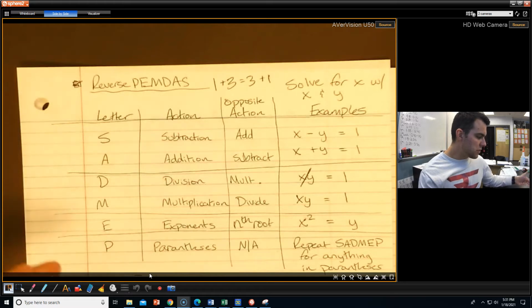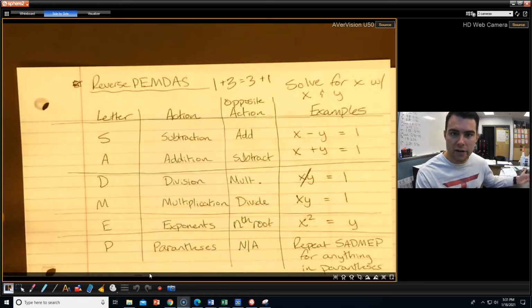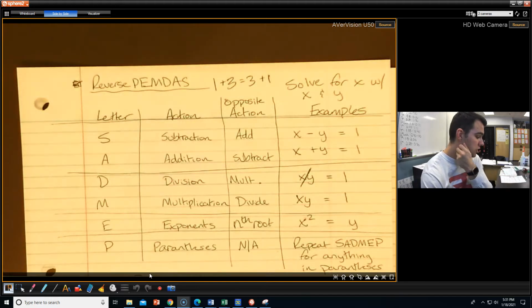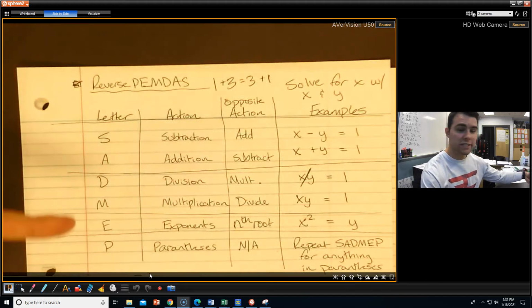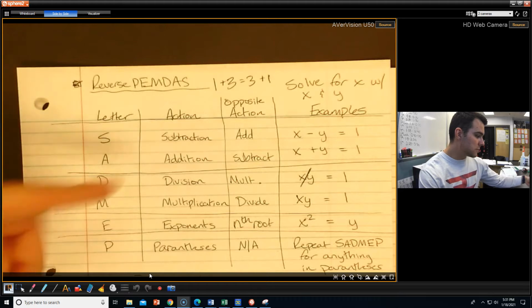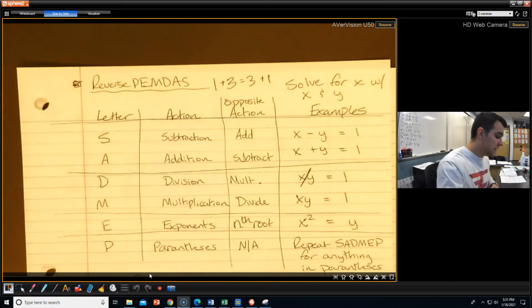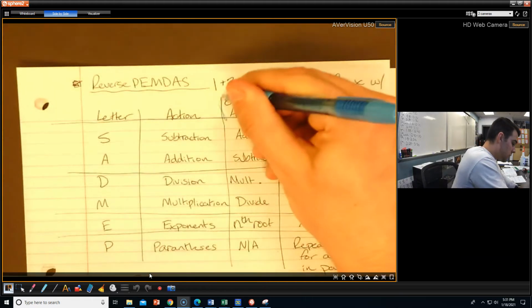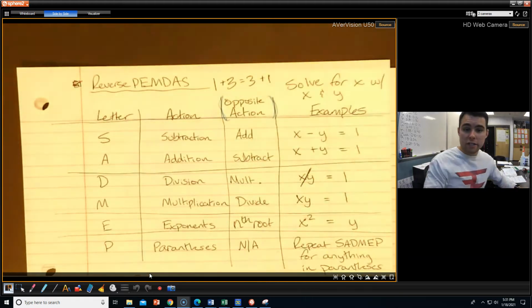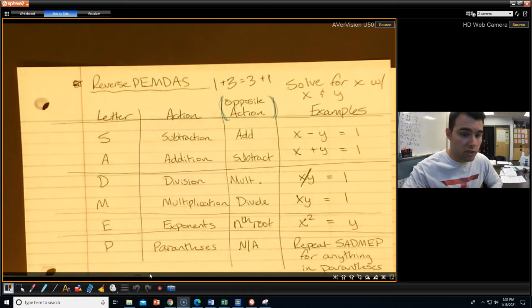Well, let's run through this. PEMDAS is an acronym. It stands for parentheses, exponents, multiplication, division, addition, and subtraction. So the reverse of that is SABMEP. Here are all the actions that happen, and these are the opposite actions that we are really going to rely on. This is probably the most important thing in terms of algebraic solving: opposite actions.